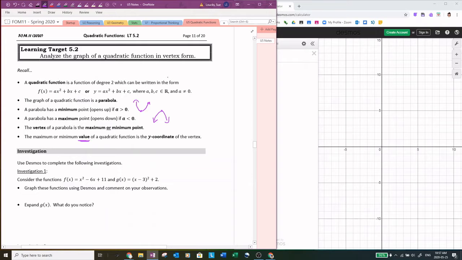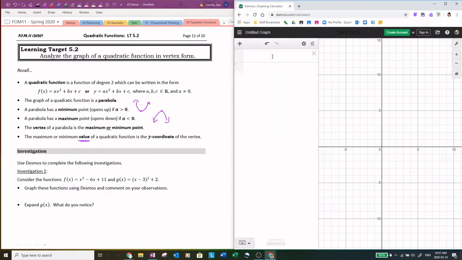All right, so we're going to go to Desmos and look at a couple of functions. Just to remind you, it's just desmos.com. Graph these functions and see what you notice, and then expand g of x, and see what you notice. So pause the video, do that, and then come on back and see what we get.